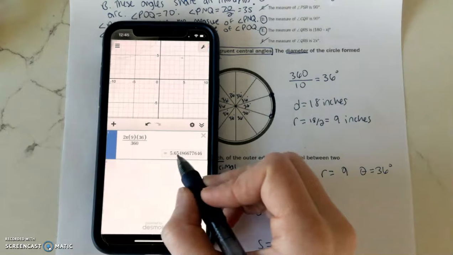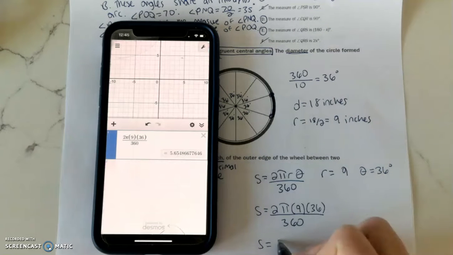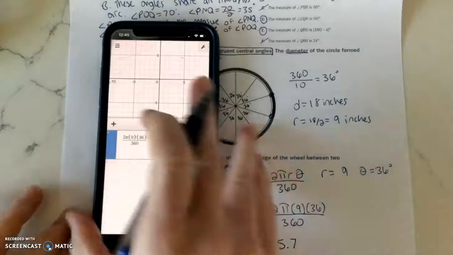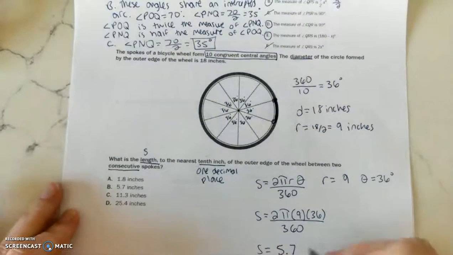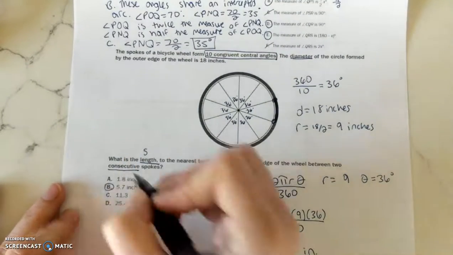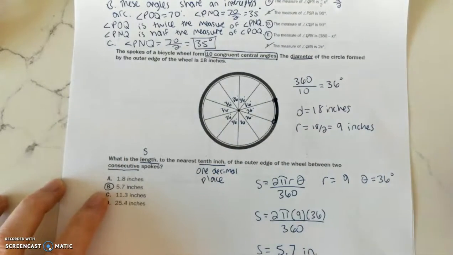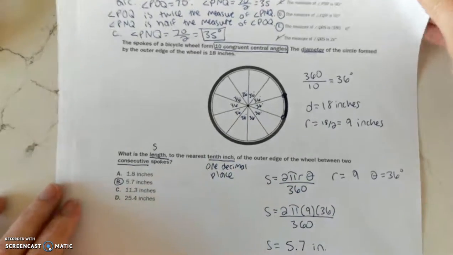All right, remember we need to round to 1 decimal place. So 5.7, right? Because that 5 would bump the 6 up. So 5.7 inches, which is B. Answer choice B. All right.